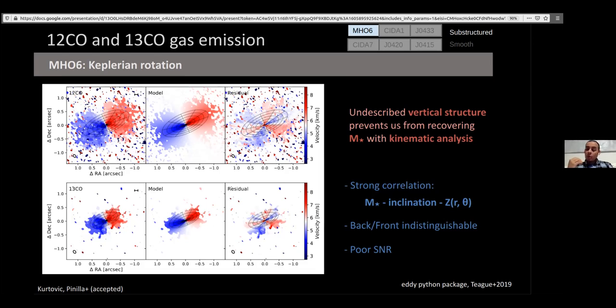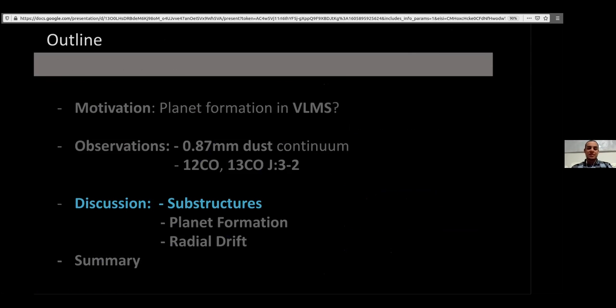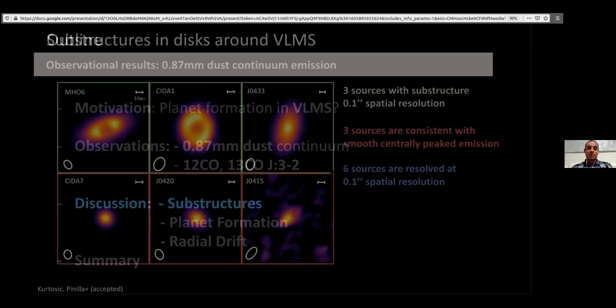So we need higher angular resolution and more sensitive observations to really describe the rotation around the central star. But at least we know that it is more or less around 0.2 solar masses. So let's take a look at the substructures that we found.